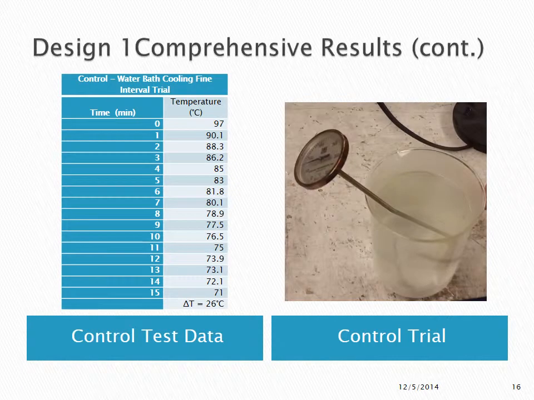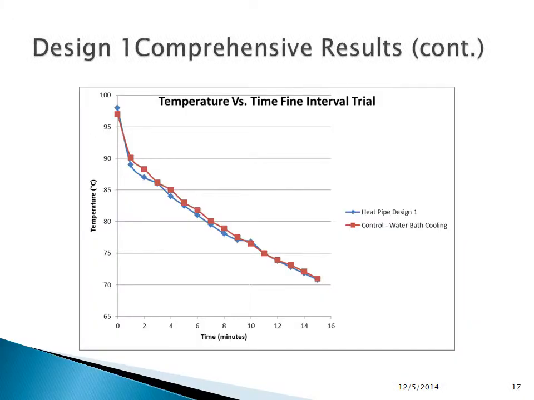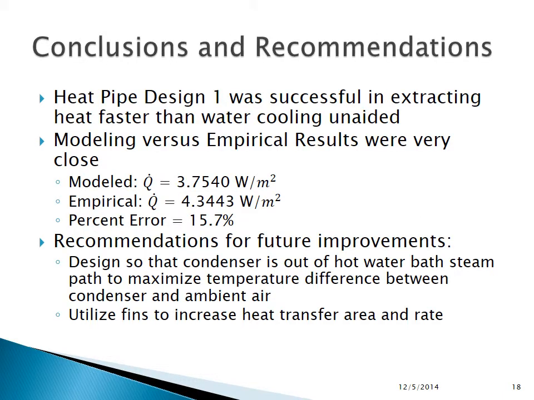This finding was then compared to a control test where the hot water bath was allowed to cool unaided. The temperature difference of the cooling water for this test was 26 degrees Celsius. These results were then compared for the total temperature reduction per time. It can be seen that between minutes 1 and 10, the heat pipe extracted heat faster than the control where the water bath was allowed to cool unaided. Heat pipe design 1 was successful in extracting heat faster than water cooling unaided.